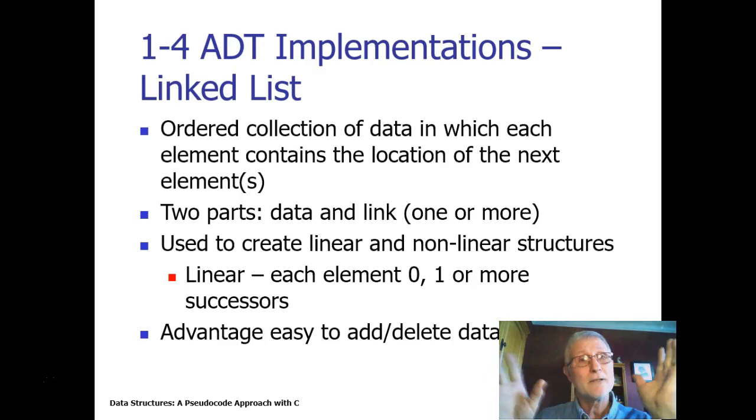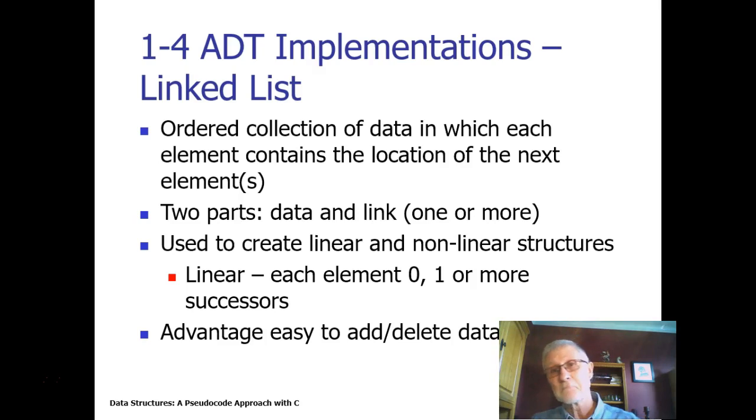Linked lists are basically an ordered collection of data, but each element contains the location of the next element. They usually have two parts, a data section and a link section, and there could be more than one link. Could be forward and back, could be pointing in two different directions. So it could be one or more links with some data.